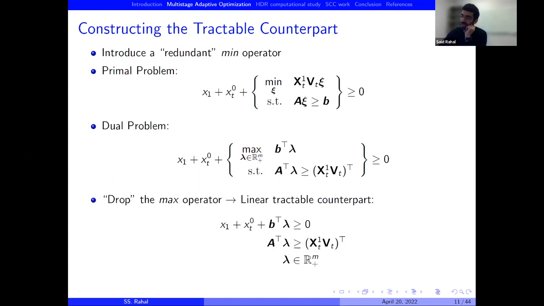So basically if the tractable counterpart is feasible in your problem, then the dual problem, which is with the max operator, will also be feasible. So it's kind of a trick that has to do with feasibility. So once we do that, the semi-infinite constraint induced by the uncertainty set in the problem is resolved. So all constraints now are basically deterministic.